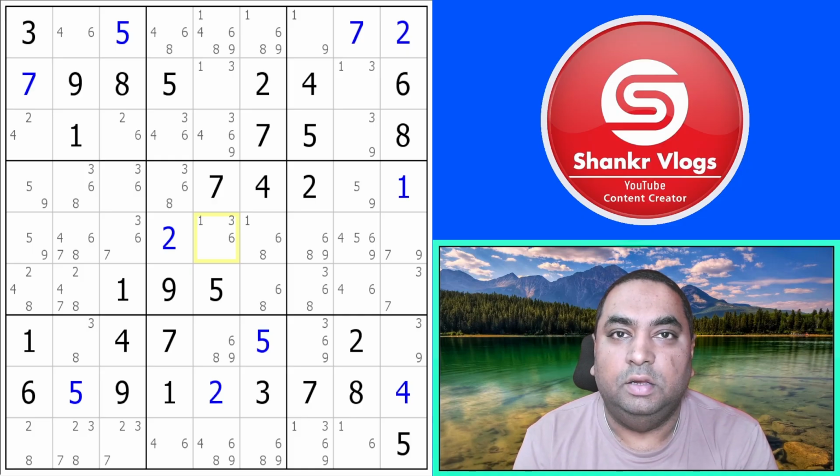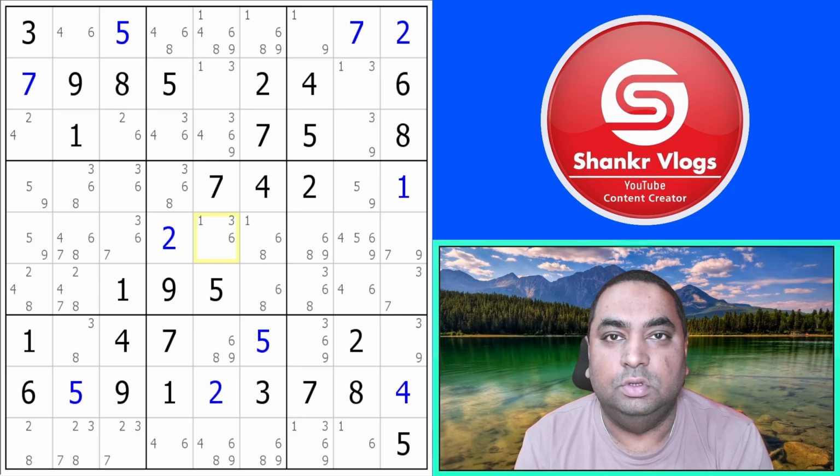So today we will discuss a technique in Sudoku: unique rectangles. There are totally 7 types of unique rectangles. Of those, today we will discuss the first 4 types: type 1, type 2, type 3 and type 4.